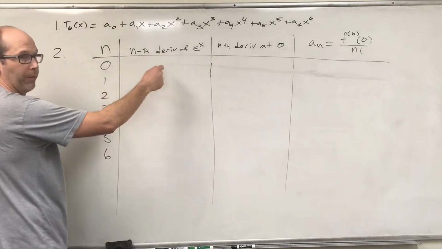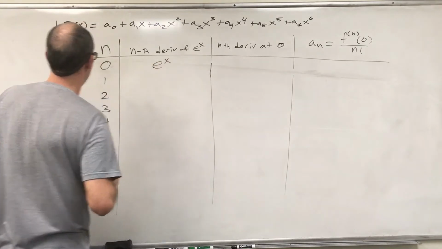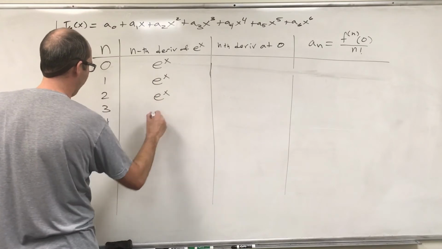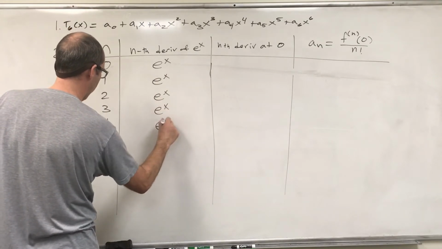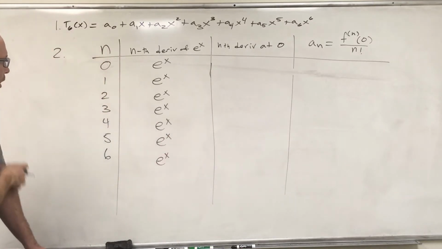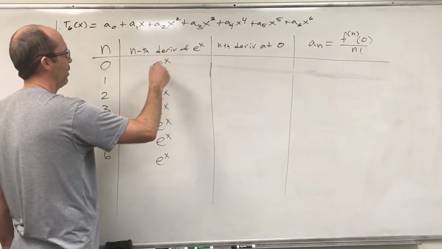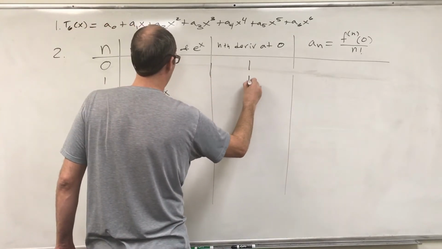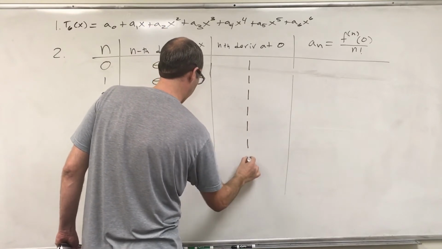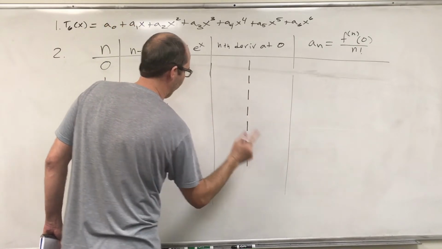Okay, the 0th derivative of e to the x, that just means you don't take any derivatives. It's just e to the x. First derivative of e to the x is e to the x. Second derivative is e to the x, and so on. Now we evaluate this at 0. So e to the 0 is 1, 1, 1, 1, 1, 1, 1. I got them all there.